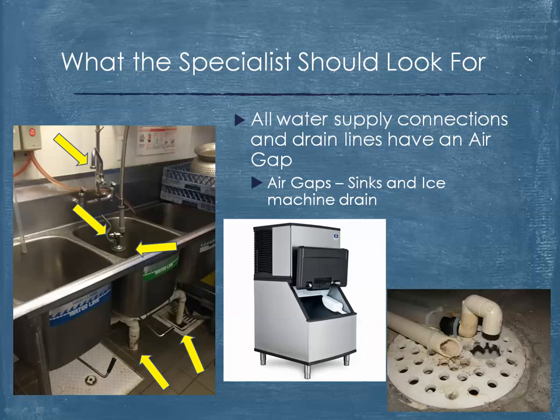Also, do not forget that the ice machine has plumbing. There should be an air gap on the drain line exiting the machine. This can usually be found around a floor drain under or near the machine. The bottom right picture shows what you will typically see, although any configuration that maintains an airspace should be acceptable.